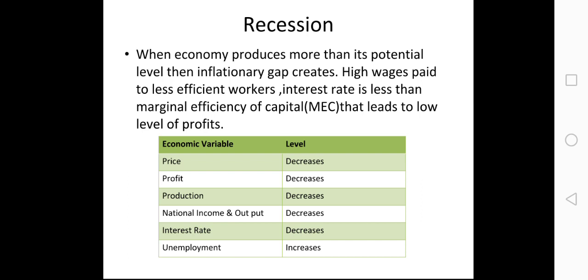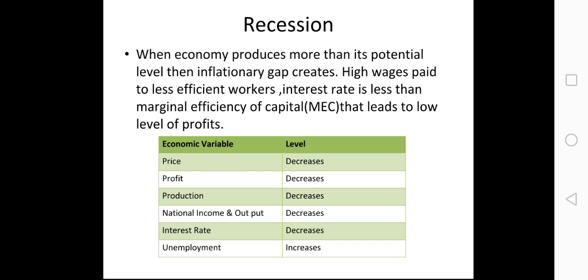Similarly, the interest rate is less than the marginal efficiency of capital. That leads to a low level of profit, obviously. So in the recession period, like every depression has to recover, similarly every boom has to fall. When an economy enjoys its peak, there is a possibility of overproduction and overutilization of resources. In this situation, when the economy produces more than its potential level, an inflationary gap may occur, and high wages may be paid to less efficient workers. This overproduction also leads a firm to stop further production, which will reduce the level of profit and employment.